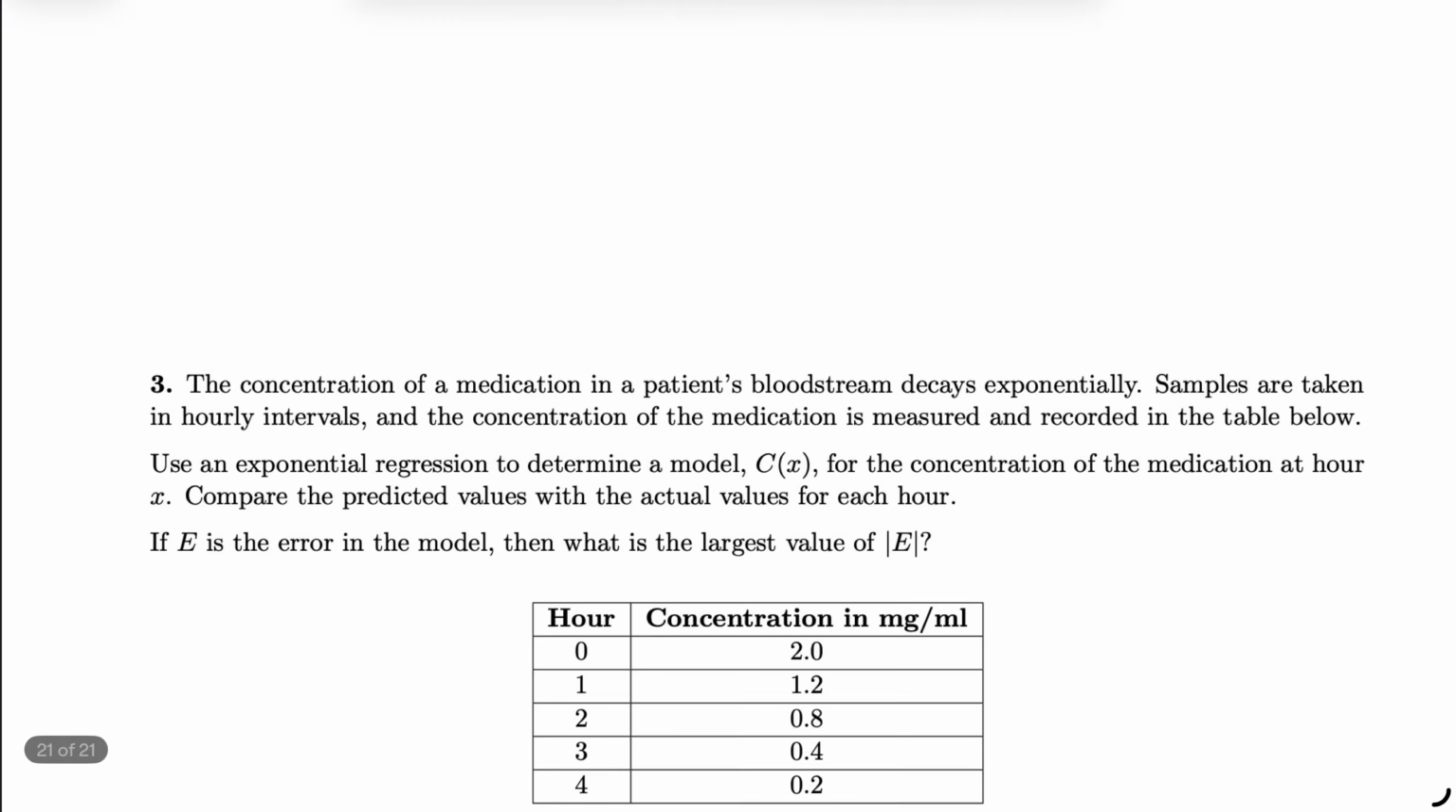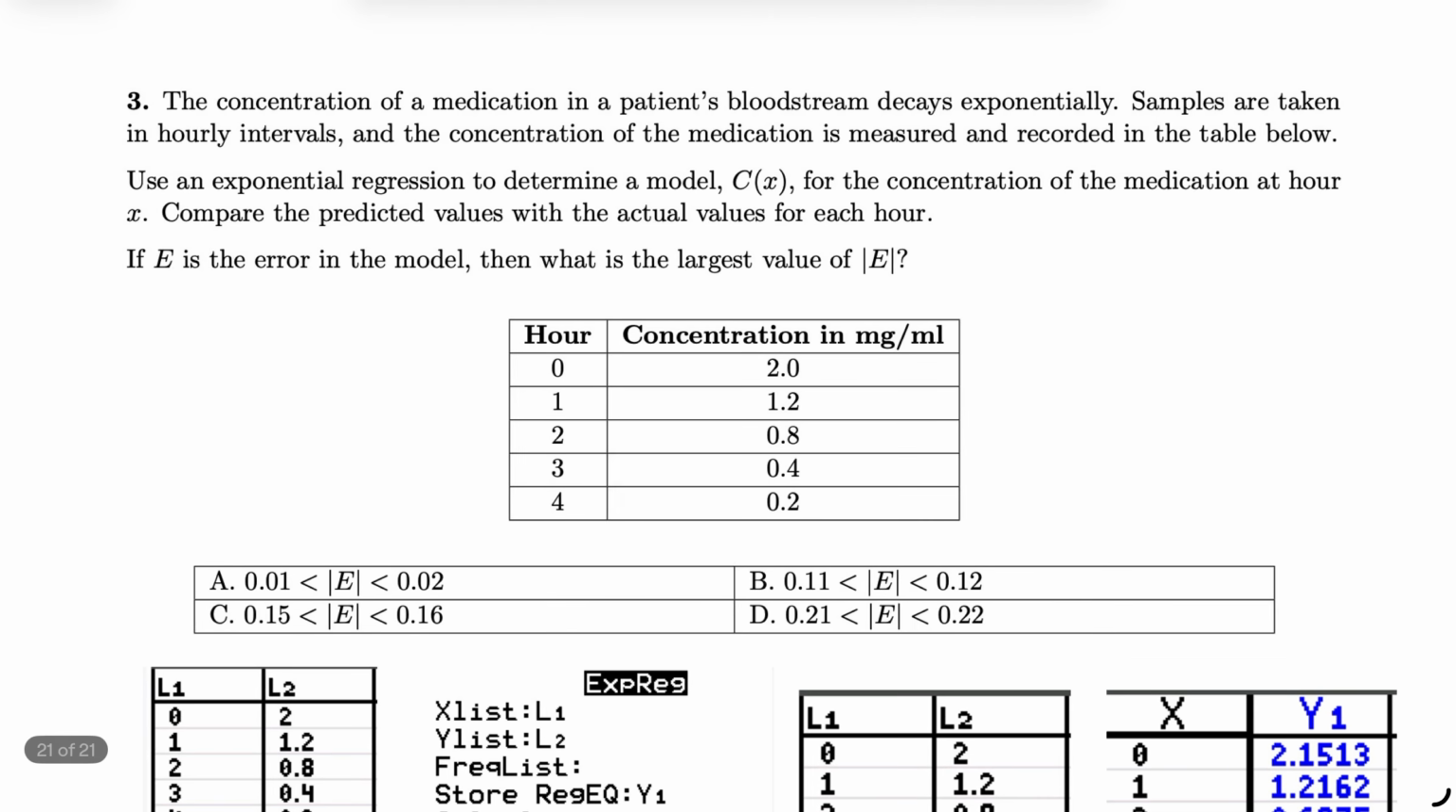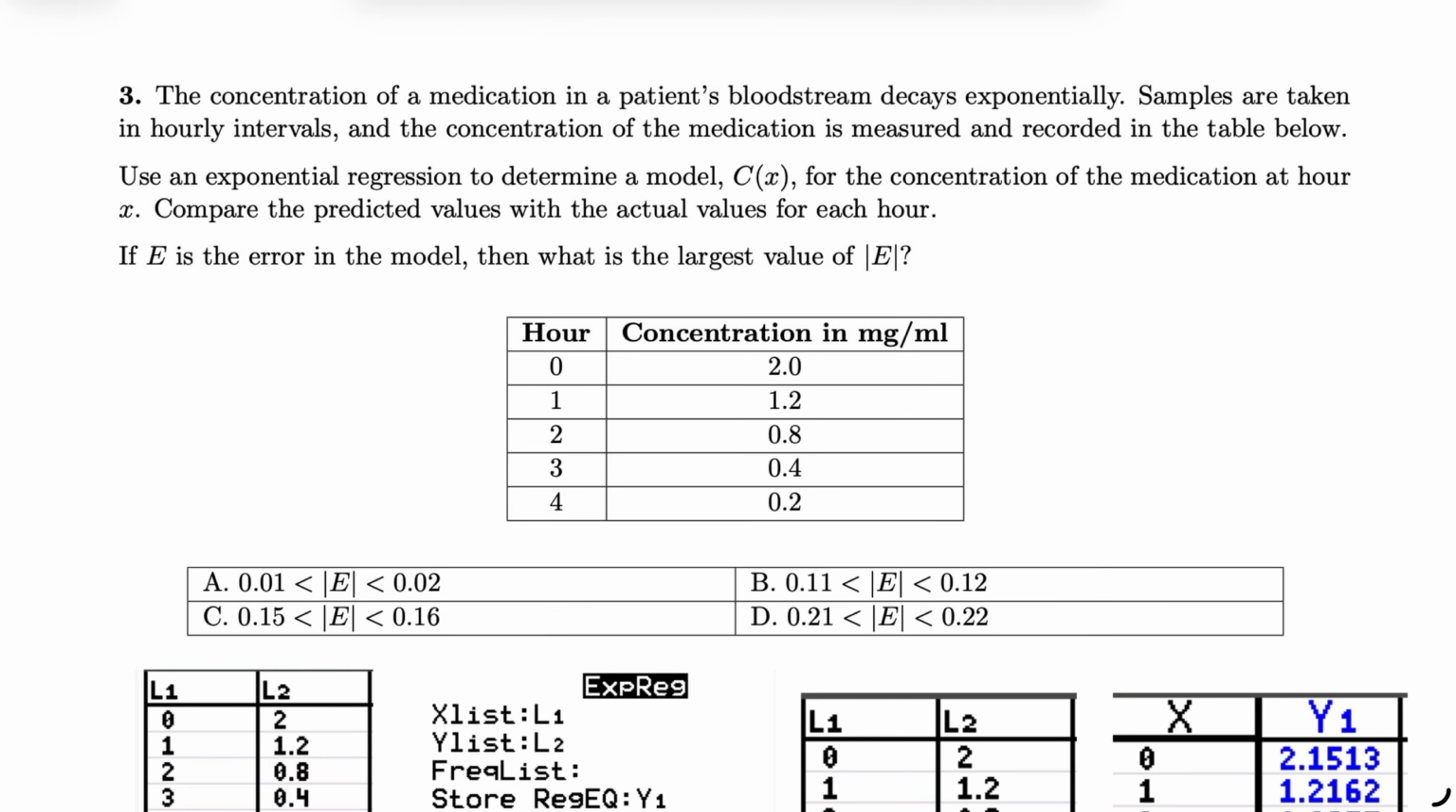Let's say the concentration of a medication in a patient's bloodstream decays exponentially. The samples are taken in hourly intervals, and the concentration of the medication is measured and recorded in the table below. Use an exponential regression to determine the model of C of x for the concentration of the medication at hour x. Compare the predicted values with the actual values for each hour. If E is the error in the model, then what is the largest value of the absolute value of E?